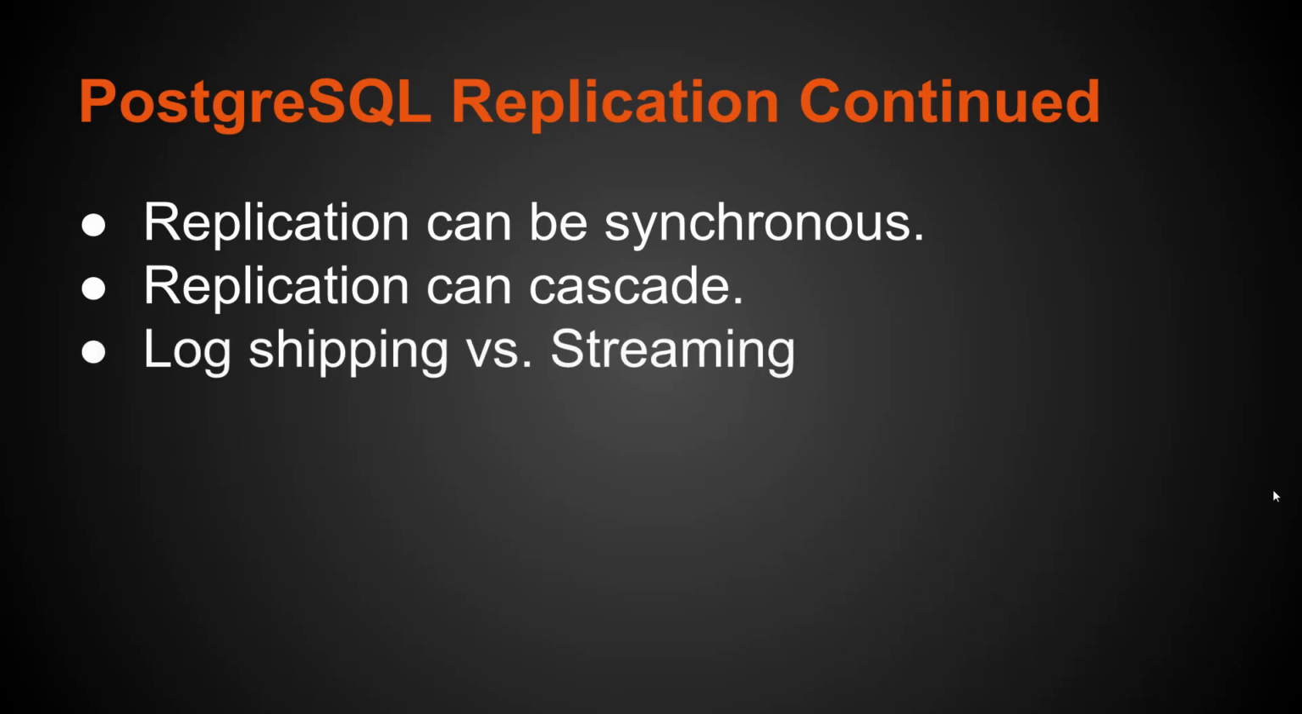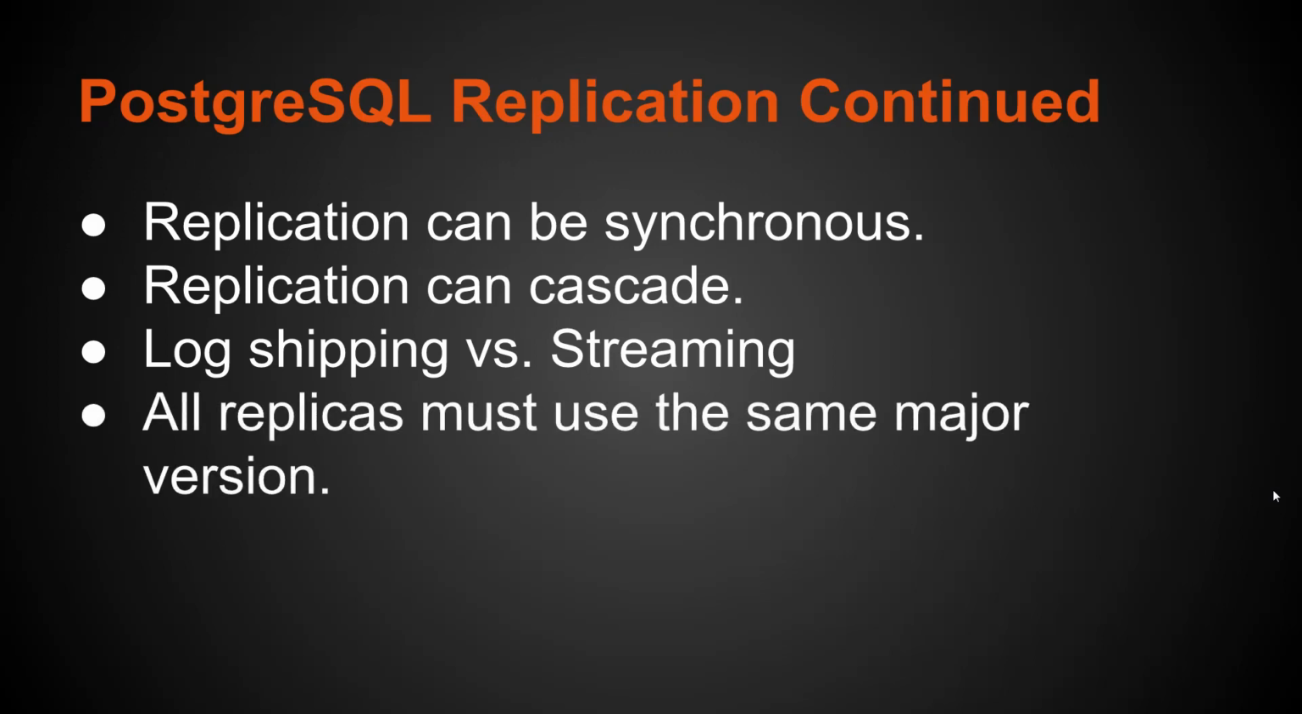Now, you'll hear the terminology log shipping and streaming. Log shipping is essentially taking the WAL files and transferring them to the replica to be replayed. That is an option, or you can also stream it. That is where the replicas connect to the master, or if you're cascading, another replica, and it streams those changes over the network to update the database and keep them in sync that way. That is streaming. And as a caveat, all replicas must use the same major version. So be sure to keep that in mind when you're using physical replication.